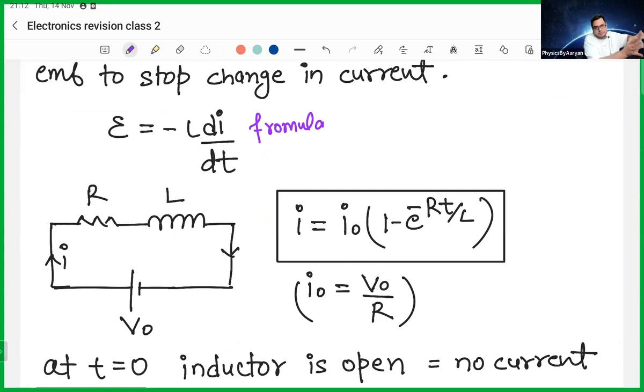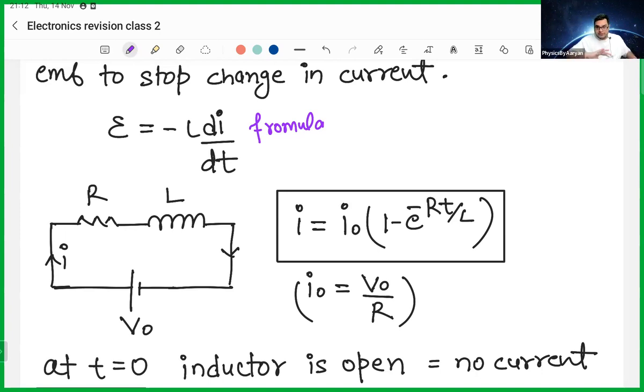Let's put the capacitor aside. Now let's come to the inductor. In an inductor, current increases; there is no question of charge in this. So what will happen in an inductor? In an inductor, current will not decrease with time. Instead, the current will increase with time, and ultimately it will become constant.